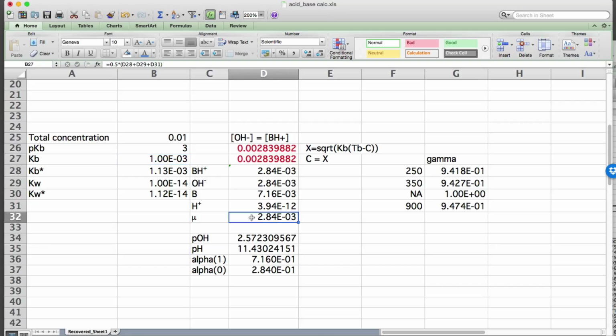I want to eliminate that and just do it assuming that the ionic strength is 0. I'm just going to put a 0 in, and now all of my calculations are done with gammas of 1. Notice now Kb, Kb star, Kw, Kw star are all equivalent.